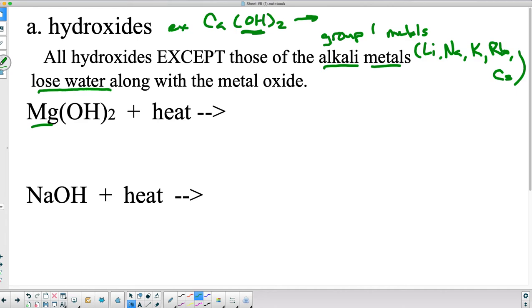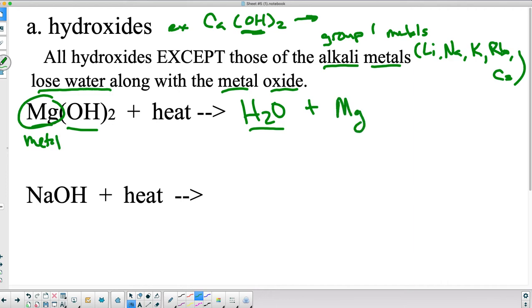Now here's what that means. It means H2O. You can write H2O as a product. When something loses it, that means that it's contained over here and then lost here, which means it shows up as a product. And then the metal oxide. The metal is magnesium, and we must do our crisscross now, +2. And oxide means just what it says, oxygen, and it always has a -2.